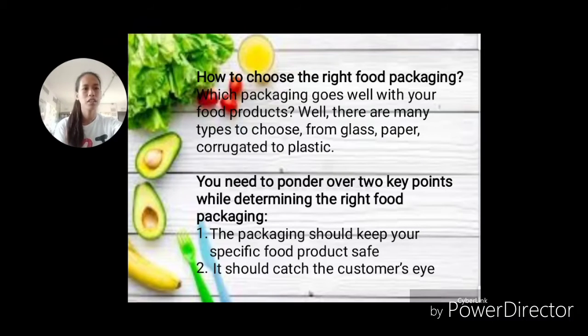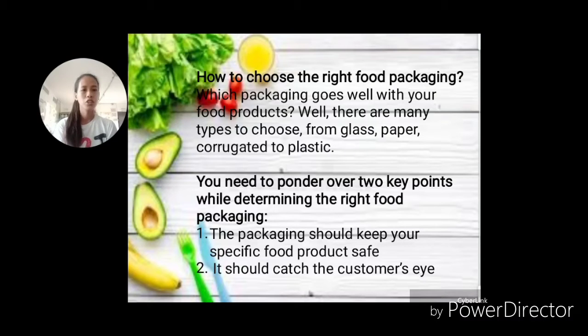So how to choose the right food packaging? Which packaging goes well with your products? Well, there are many types to choose from, from glass, paper, corrugated to plastic. You need to ponder over 2 key points while determining the right food packaging.